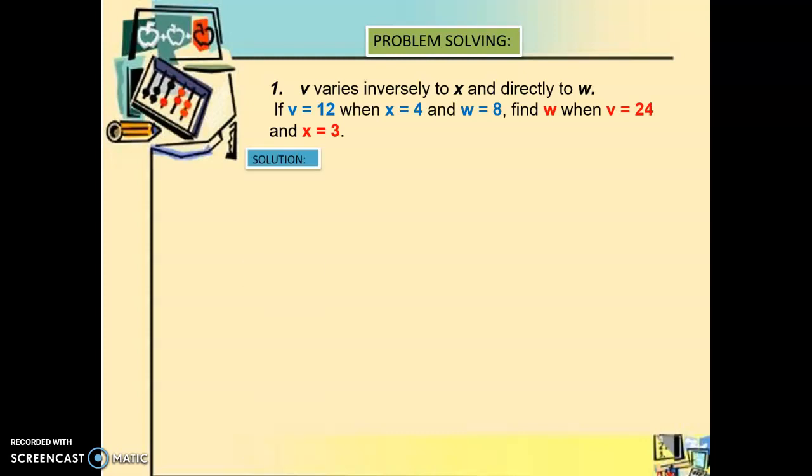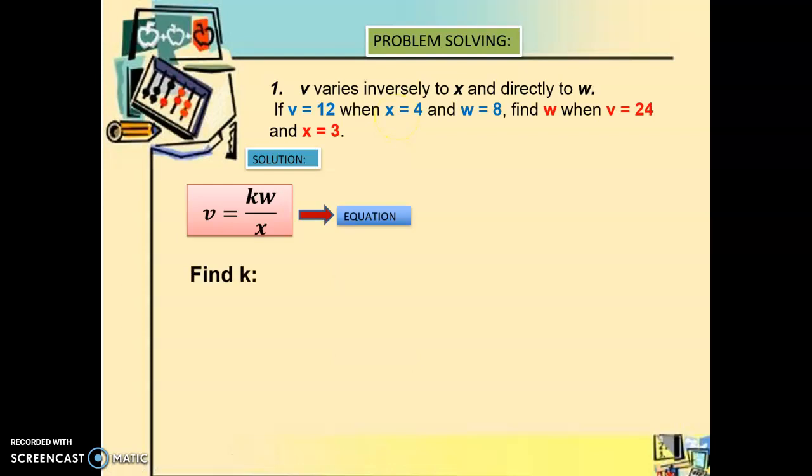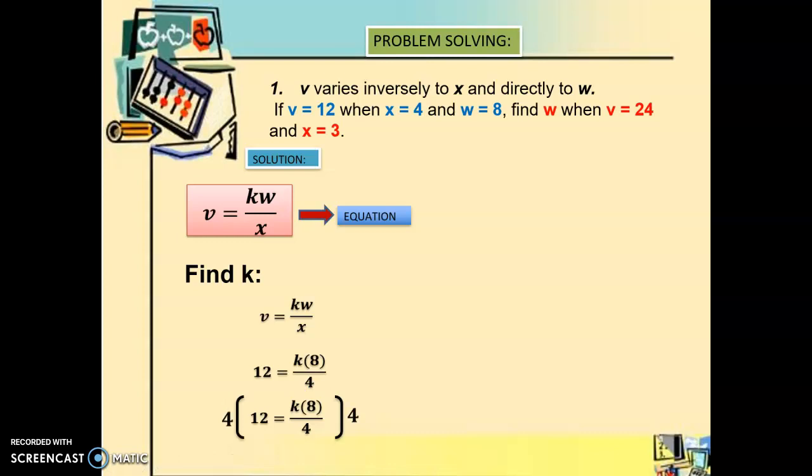Problem solving. So, translate muna natin. V varies inversely as X and directly with W. So, V is equal to KW over X. Color coding ulit tayo. Unahin natin ang color blue. Find K. So, for the constant, getting K. The value of W dito is 12. Substitute. X is 4. Multiply both sides by 4. Eliminate natin ito. So, 4 times 12, that will be 48. Solve for K. Divide both sides by 8. So, 48 by 8. Constant natin is 8.